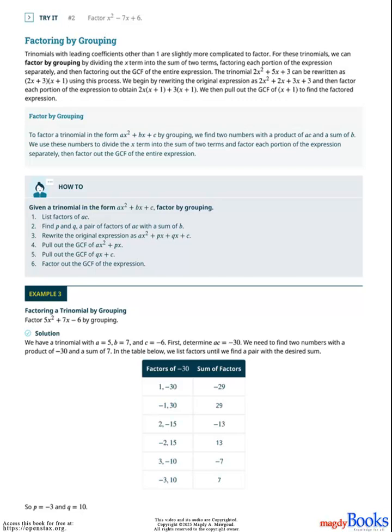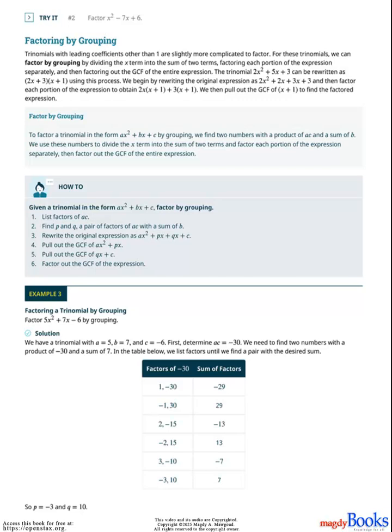How to: given a trinomial in the form ax squared plus bx plus c, factor by grouping. 1. List factors of ac. 2. Find p and q, a pair of factors of ac with a sum of b. 3. Rewrite the original expression as ax squared plus px plus qx plus c. 4. Pull out the GCF of ax squared plus px. 5. Pull out the GCF of qx plus c. 6. Factor out the GCF of the expression.